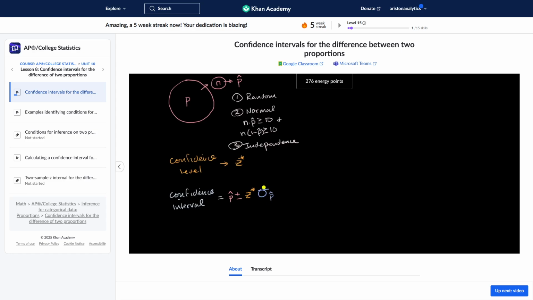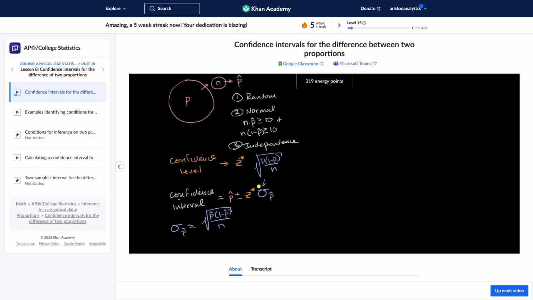Now, there is a way to calculate this exactly if we knew what p is. If we knew what p is, this would be the square root of p times 1 minus p over n. But if we knew what p is, then we wouldn't even have to do this business of constructing confidence intervals. So instead, we estimate this. We say, look, an estimate of the standard deviation of the sampling distribution, often known as the standard error, is going to be the square root of, instead of the true population parameter, we could use the sample proportion. So p hat times 1 minus p hat, all of that over n.